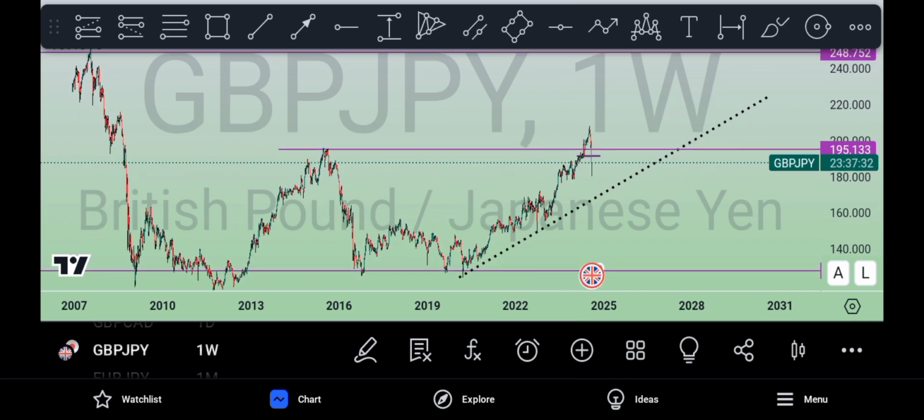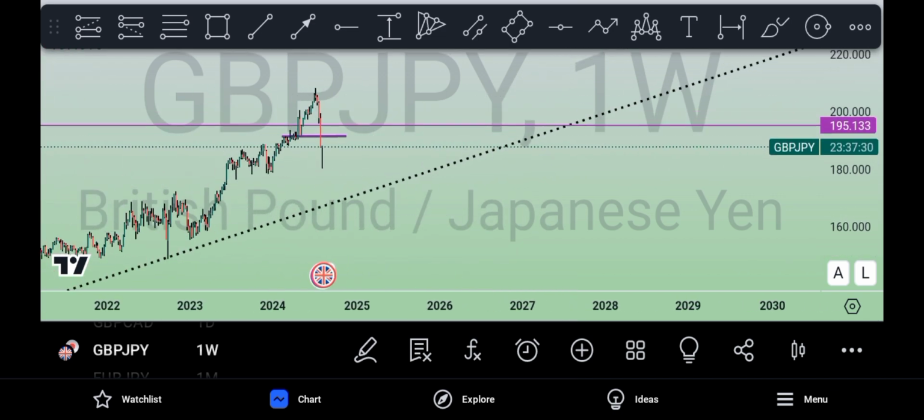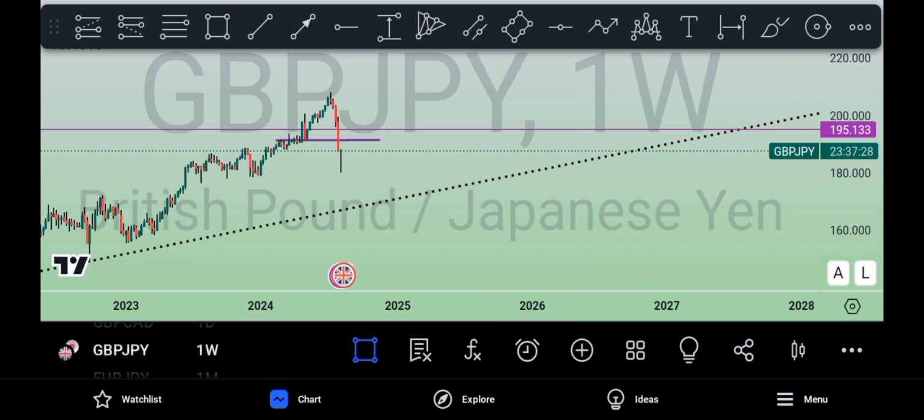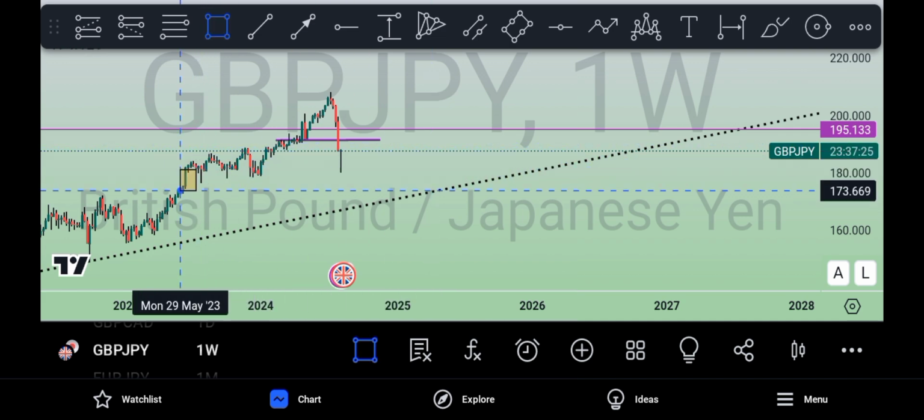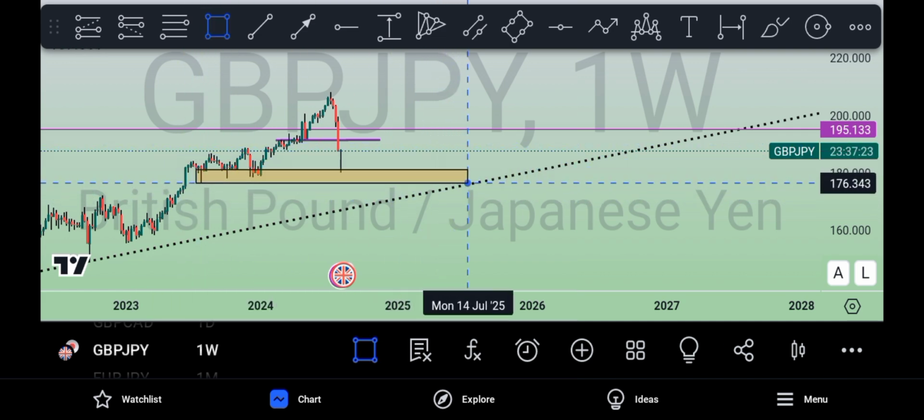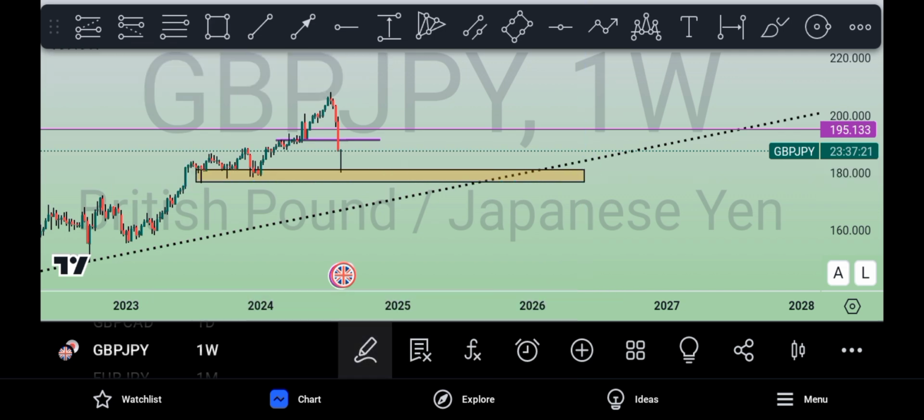Now, why is this market pulling back from this level? This is a strong support level. They don't even need to tell you for you to know that this is a strong support level.